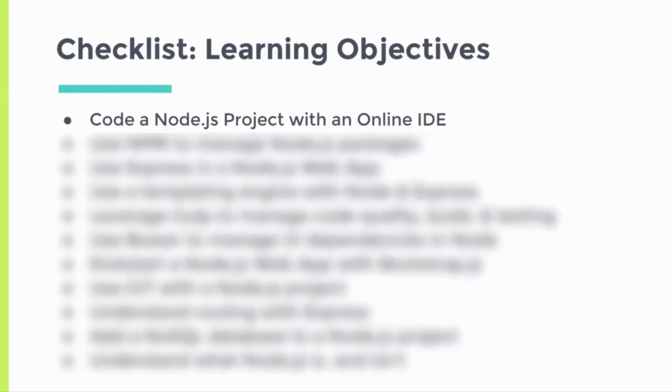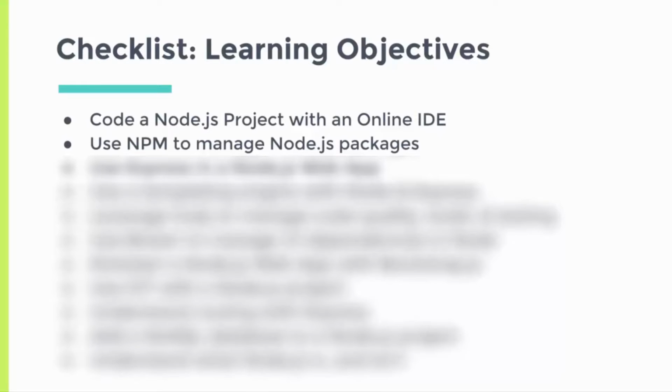And the list says, learning objectives: code a Node.js project with an online IDE. We'll be doing that. We'll be using Cloud9 throughout the project. Second, use NPM to manage Node.js packages. We'll be using NPM. That's a critical tool. We'll learn how to use it, and we'll manage all of our imported packages with that tool.